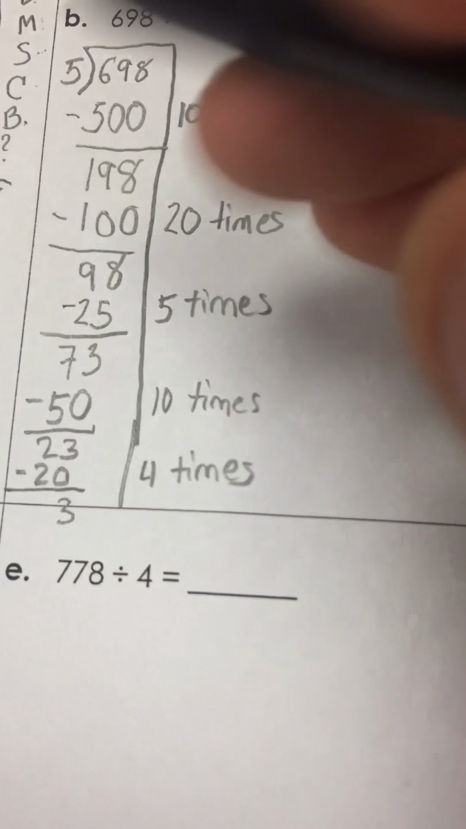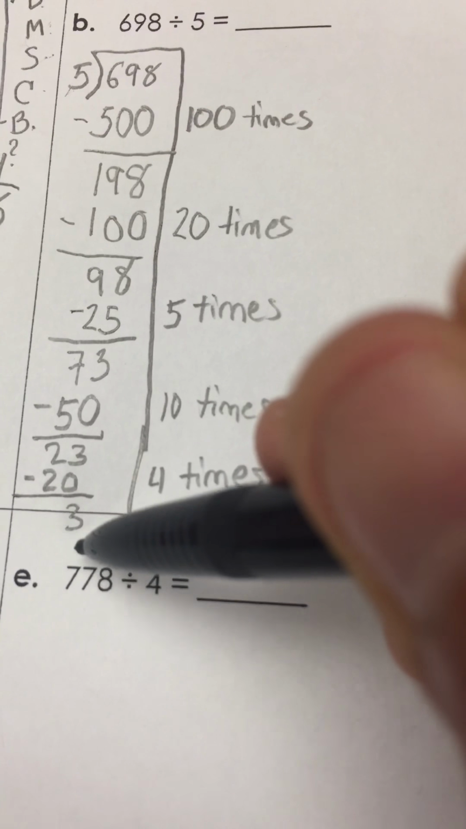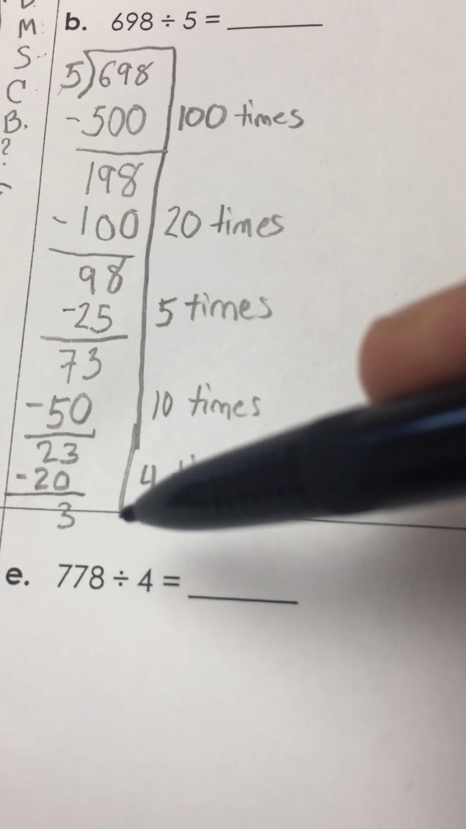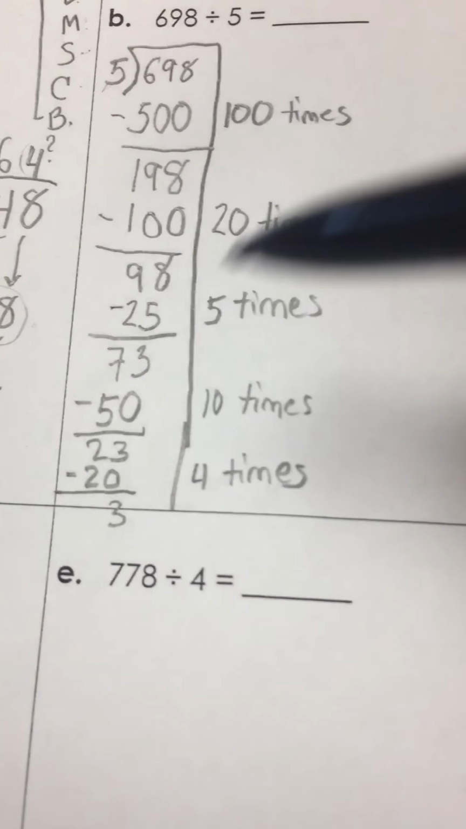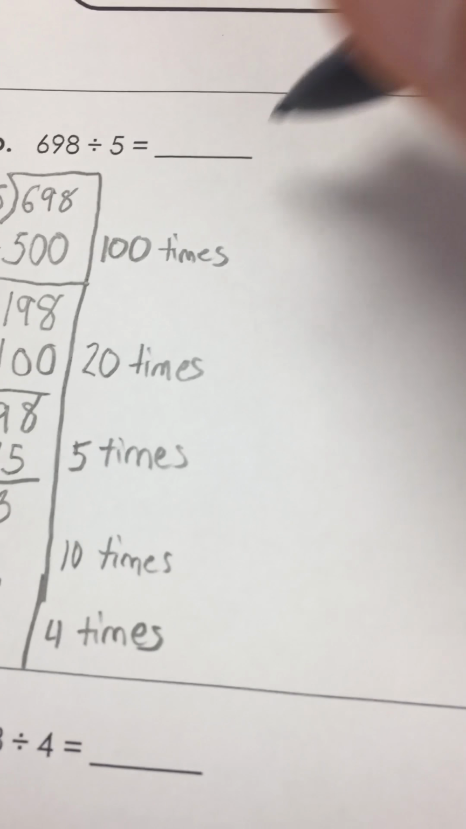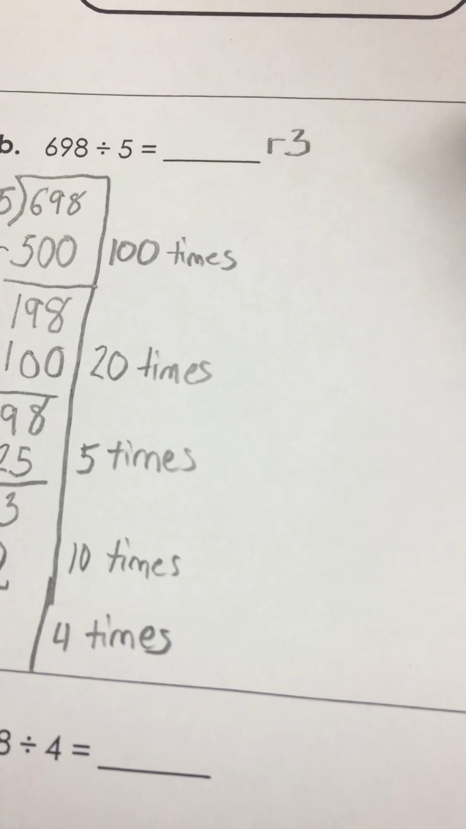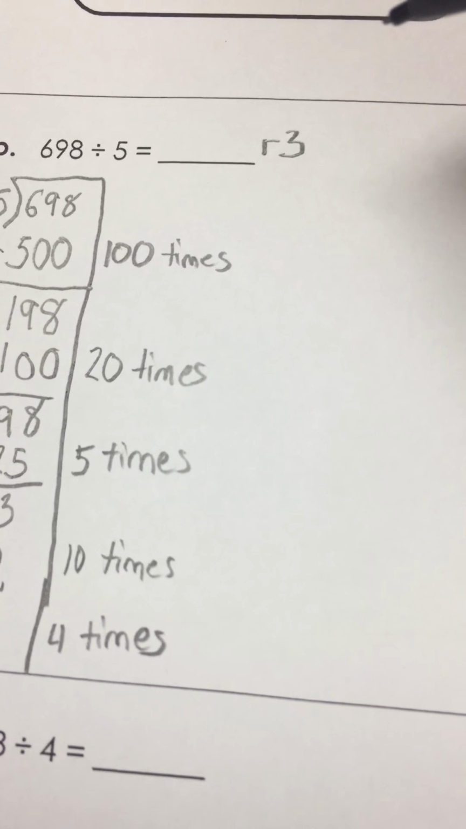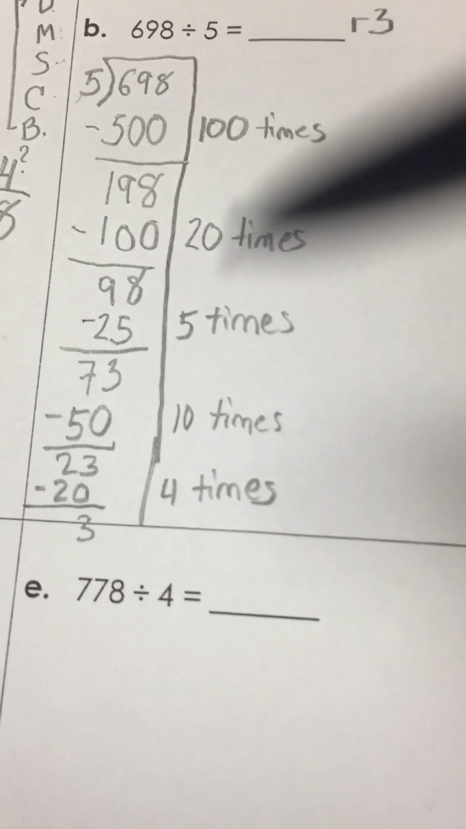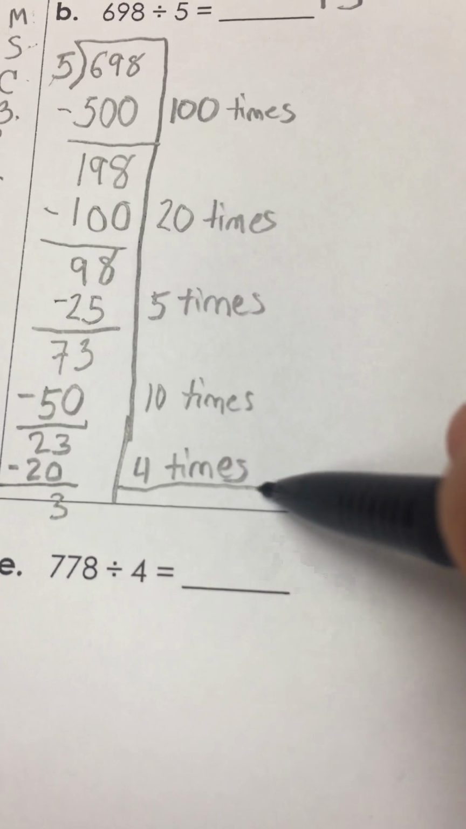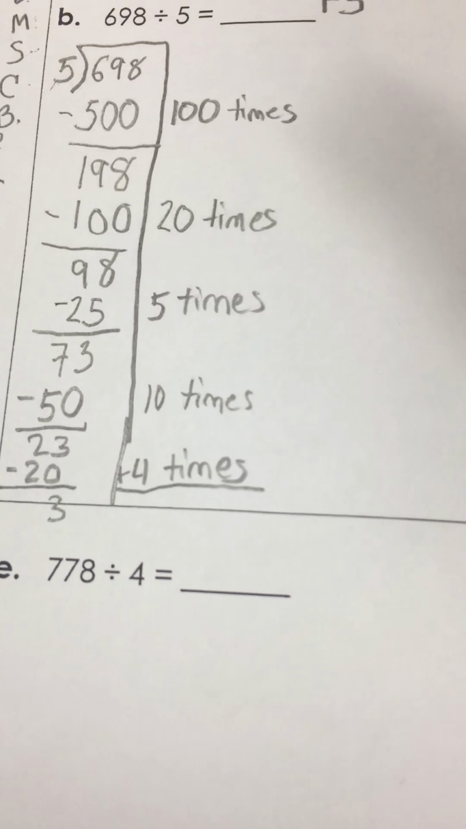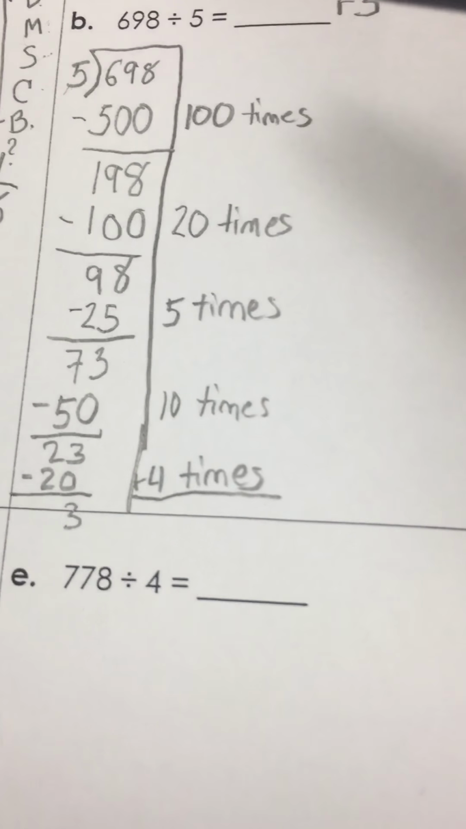So can I do 5 into 3 at all here? No, that's going to be my, what's the word? Remainder. So I can even go up here and put my little remainder of 3. But now I have to add up all of my partial quotients that are right here.